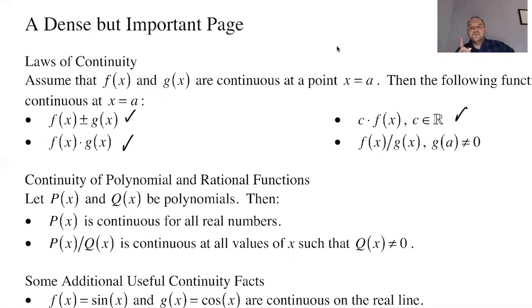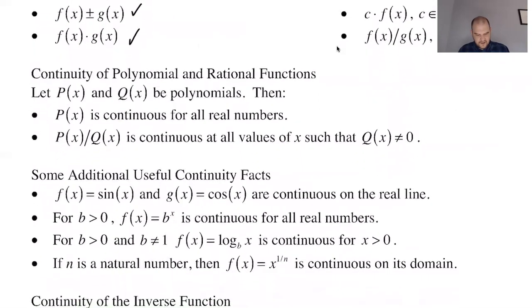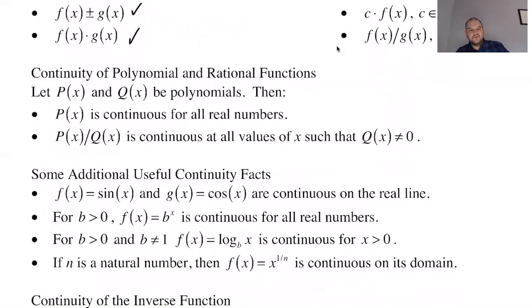And then you're never allowed to divide by 0. That's basically one of the rules. f of x over g of x, so the quotient, will also be continuous as long as g of a is not 0. So it's just 4 rules. You're going to use them all the time. You'll probably never really think about it, but you should definitely think about it because it's going to come up time and time again.